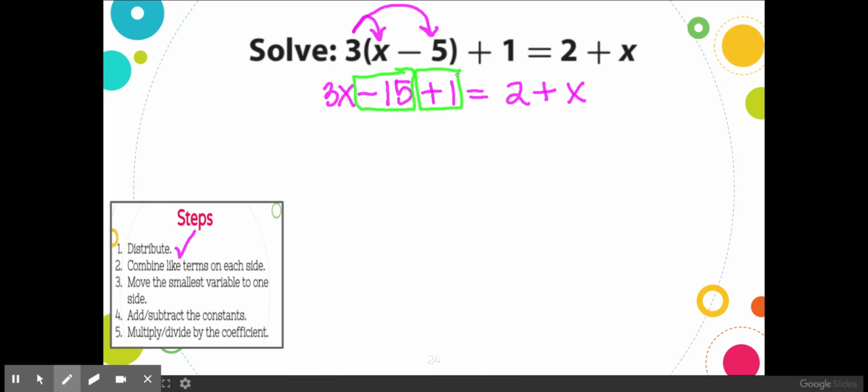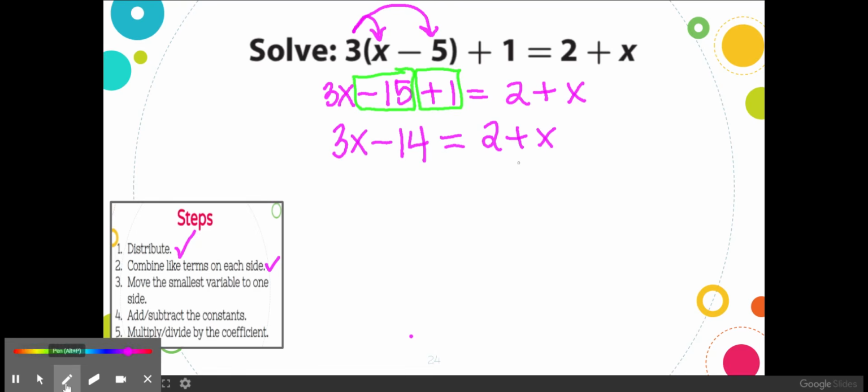So I'm left with 3x. And then I combine my like terms here, negative 15 and a positive 1. That's going to be negative 14 equals, bring down the rest, 2 plus x. All right, I completed step 2. I'm on to step 3, which is move the smallest variable to one side. What's smaller, 3x or x? X is smaller. Remember, with x, there's always an imaginary 1 there. You can add it if that helps you, okay? But just know that x is really 1x.